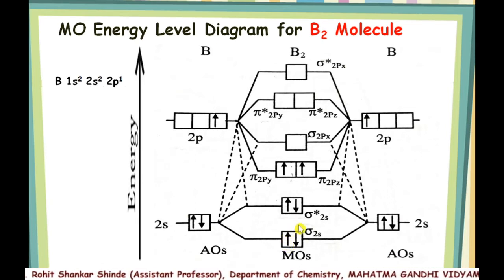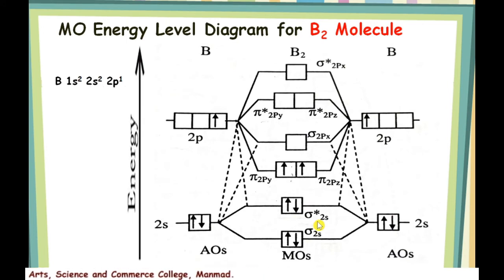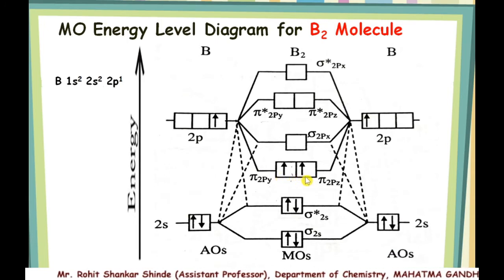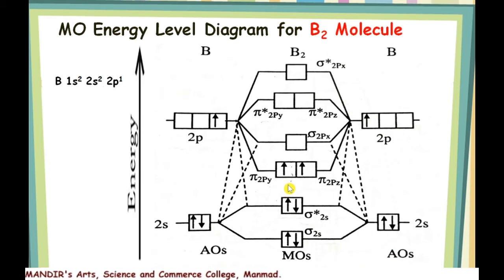The first 2 electrons are filled in the sigma 2s molecular orbital. The next 2 electrons are occupied in the sigma star 2s molecular orbital. The remaining 2 electrons are occupied in the pi 2py and pi 2pz molecular orbitals with parallel spins. It means similar spins. These 2 orbitals are equal in energy and hence they are degenerate. This diagram shows the molecular orbital energy level diagram for the B2 molecule.